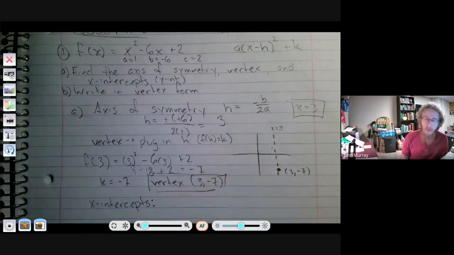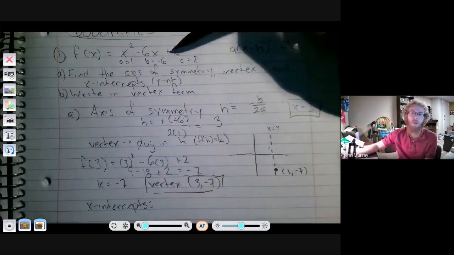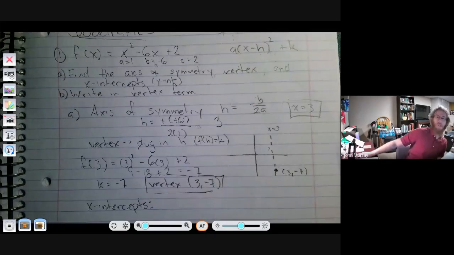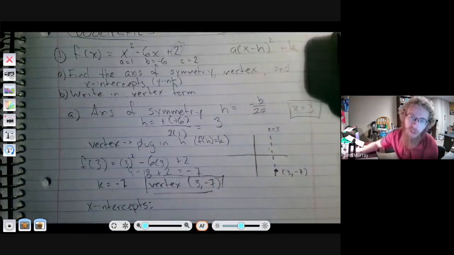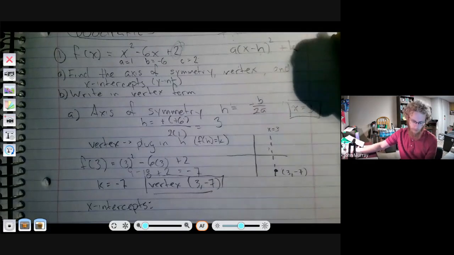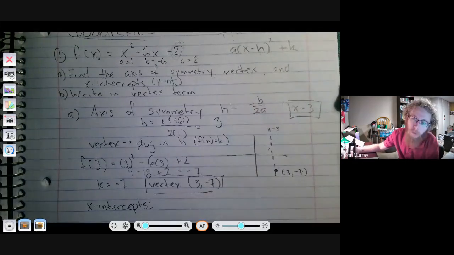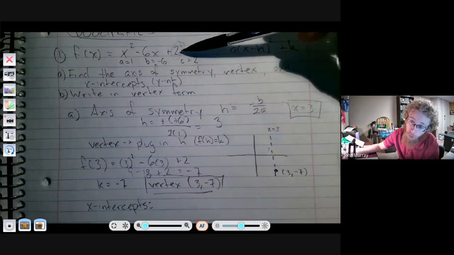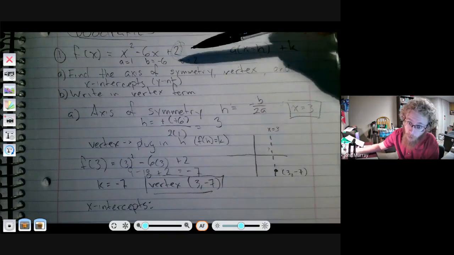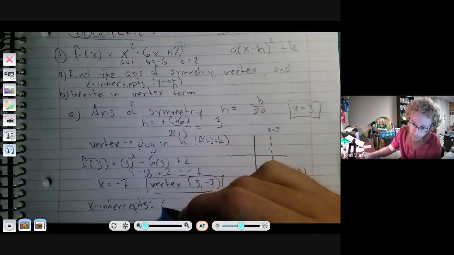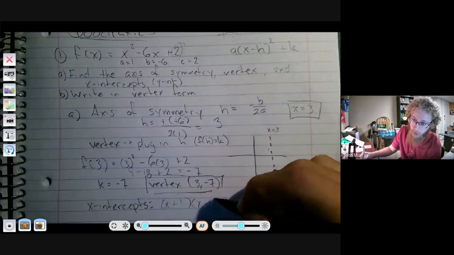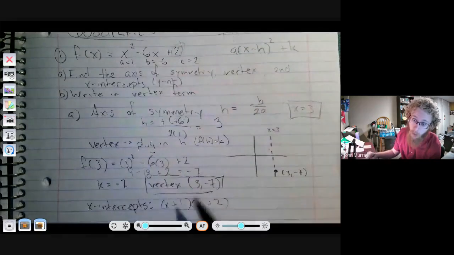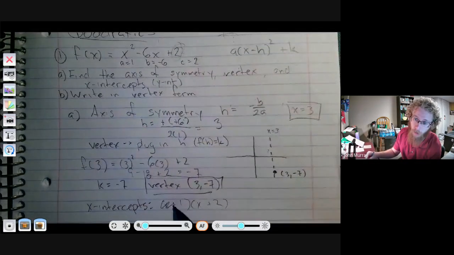So there's a few ways to find the x-intercepts. The first way I would recommend is try to factor this. So you think to yourself, what are two numbers that multiply to 2 and add up to -6? Well, in this case, that's not possible. The only multiples of 2 are 1 and 2. So if I tried to do x plus 1 times x plus 2 or whatever, there's no way I'm going to get a -6 from any of that.